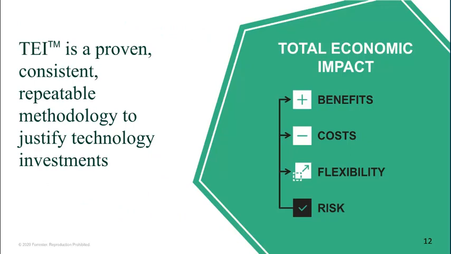So the TEI consists of 4 main areas. We look at benefits and costs. This is fairly straightforward. Costs are things like licensing costs or implementation costs. Benefits are the impact on the business. We also look at the flexibility of a product to capture unquantified benefits and benefits for the future. We view all of these through the lens of risk. So we risk adjust every category to arrive at a total economic impact.